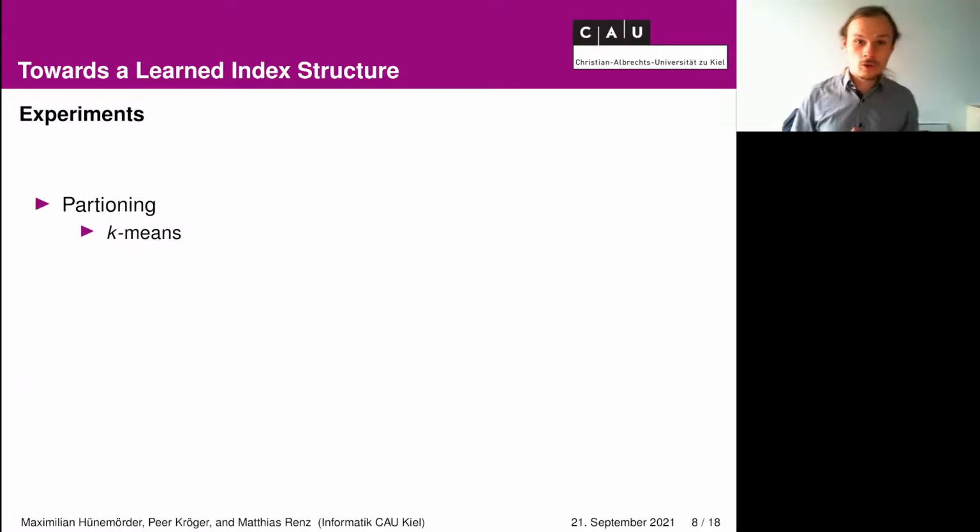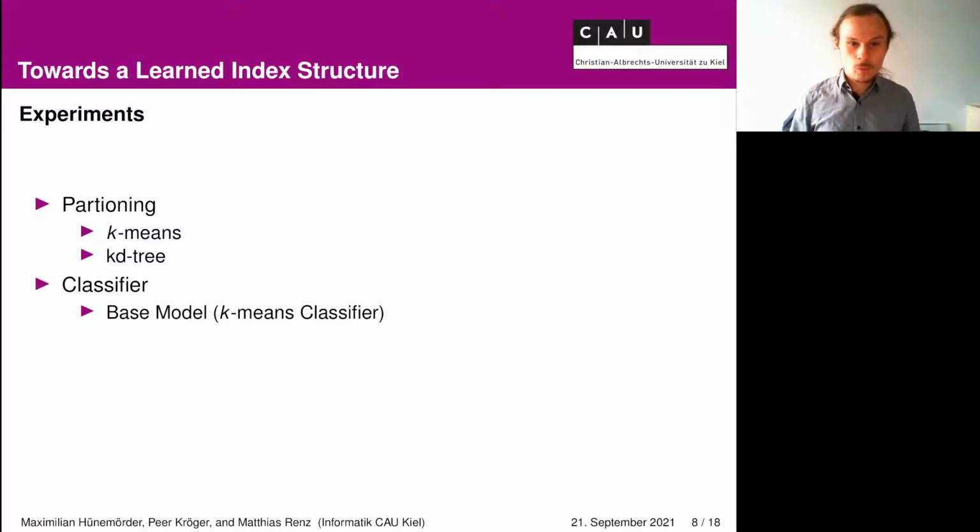So what did we actually do? We ran some experiments. We tried out different partitioning algorithms, especially k-means, a traditional clustering algorithm, and the leaves of a KD tree. So we built a KD tree, and we only took the leaves as our pages. And we then applied different classifiers to predict our query points.